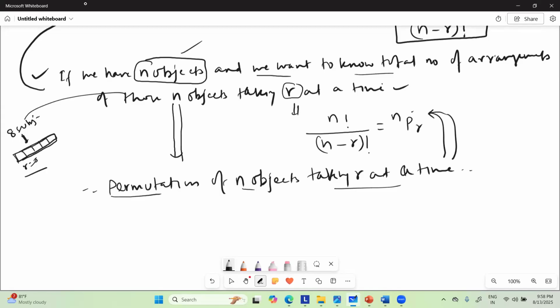We want to know the total number of arrangements. I'm just writing it: permutation of n objects taking r at a time. That means what is the number, है ना. Or you can also say number of permutations of. सर, क्वेश्चंस भी सेम लैंग्वेज में रहेगा क्या, थोड़ा घुमा के रहेगा?